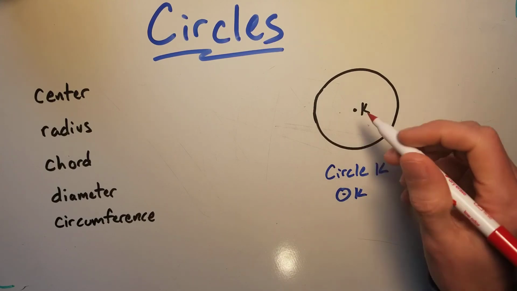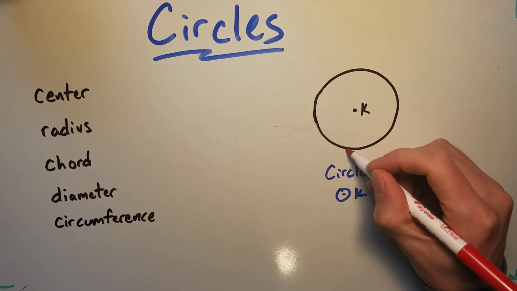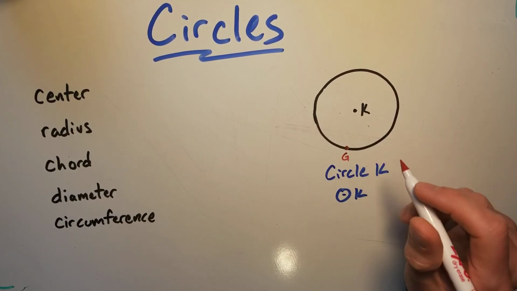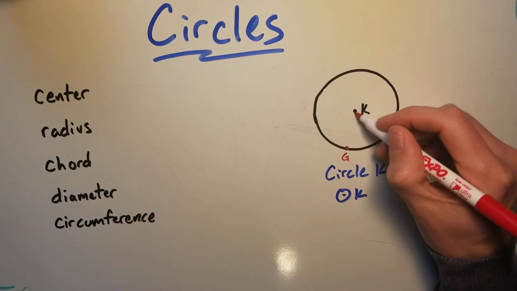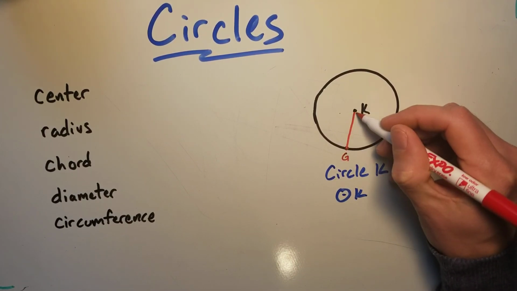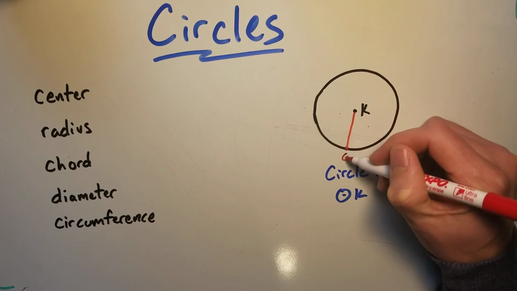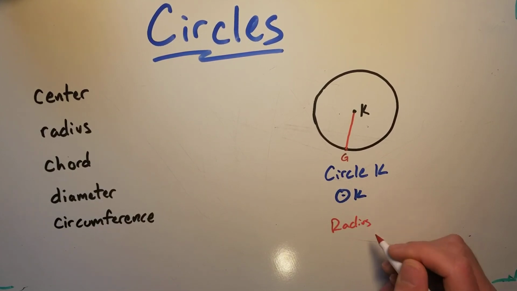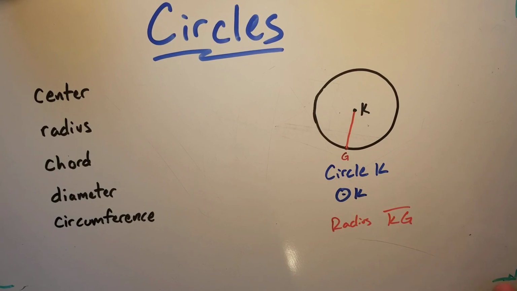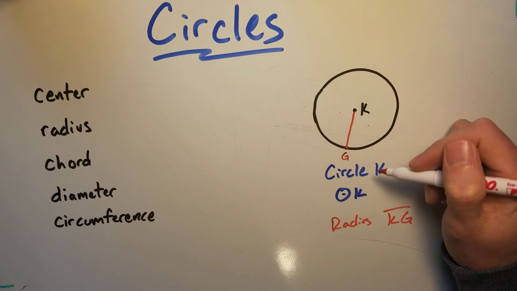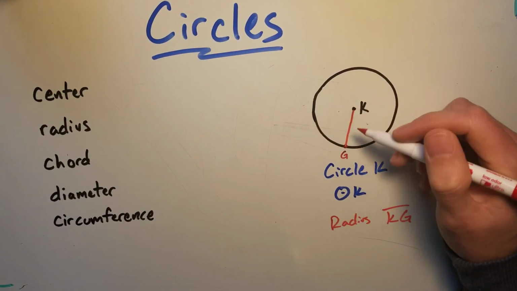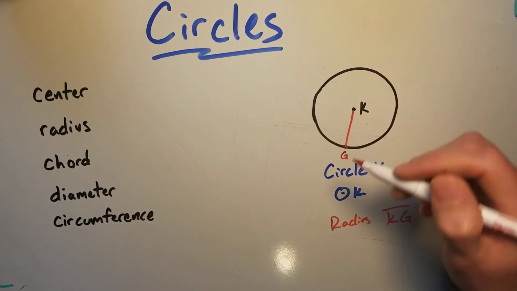So the radius is going to be the distance from the center to the outside, to any point on the circle. Call this point G over here. And the radius, it's a segment, and it has two endpoints. Well, one of them is the center, one of them is going to be any point on the circle. So we could say the radius of this is the segment KG. And that's the importance of the radius. Each circle has more than one radii. It could be KG, it can be another one if there was another point over here. The radius is how far from the center to the circle.